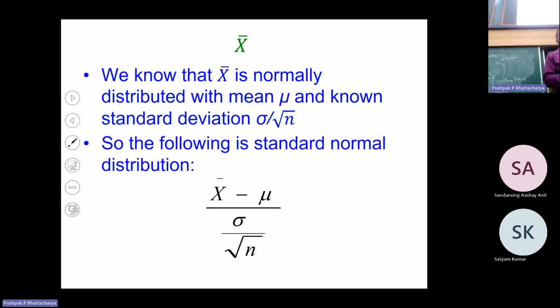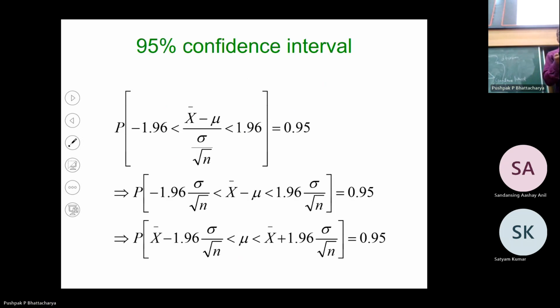So x bar is distributed with mean mu and standard deviation sigma by root n. So the following is a standard normal distribution: x bar minus mu by sigma by root n. That's very nice, right? You can create a standard normal distribution from the means of the samples, which is x bar minus mu divided by sigma by root n.